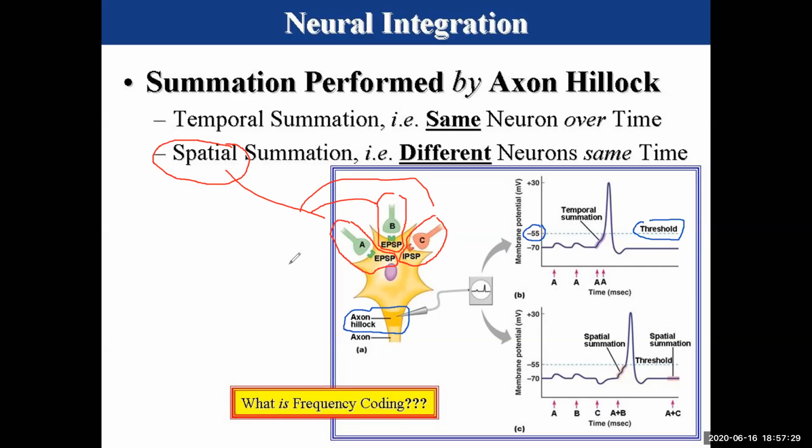So in reality, you can have both simultaneously, temporal summation and spatial summation, right? So temporal summation is the same neuron over time, spatial summation is different neurons at the same time or over time as well. The point is that the axon hillock, when it adds all of this up, does it get to threshold? If it gets to threshold, it fires an action potential. If it doesn't, then nothing happens. So over here, let's begin with temporal summation.